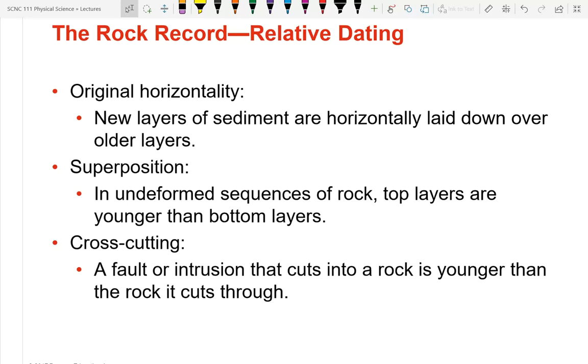Original horizontality says that sedimentation almost always occurs when you have water go from fast to slow. And when it goes from fast to slow, you're in a still body of water, usually, and that still body of water probably is going to have a pretty close to horizontal floor. So you're going to put sediment layers pretty close to horizontally down. So that's what original horizontality means, that the original layers were horizontal. When we look at them, you might see an outcropping as you drive down the freeway that's at a very steep angle. Well, how is it going to be at a very steep angle if original horizontality is true?